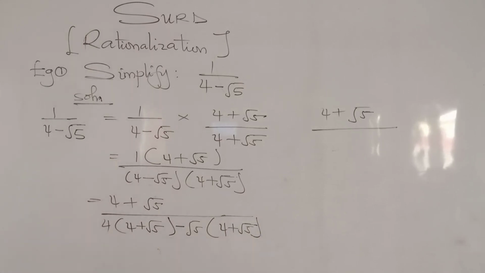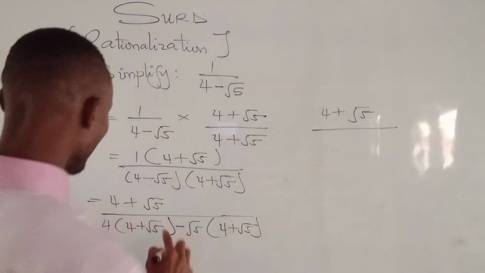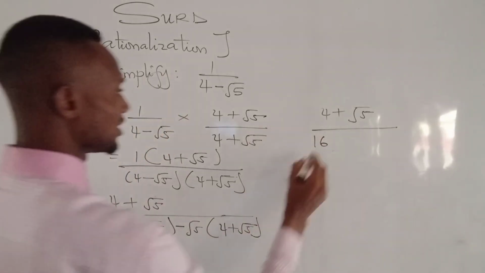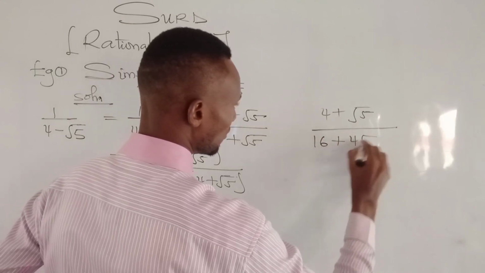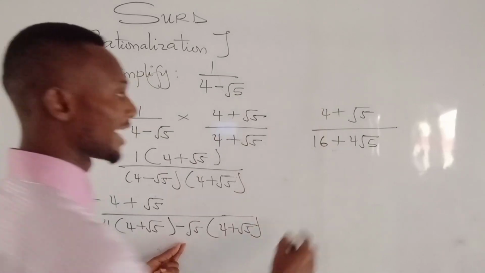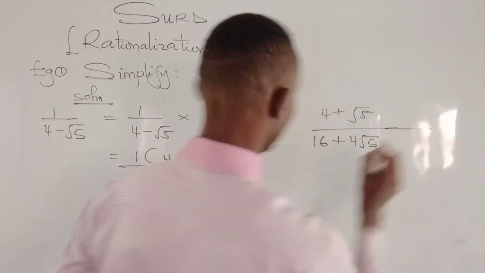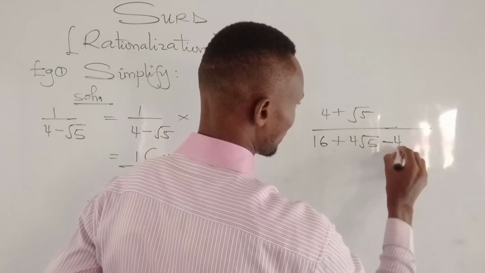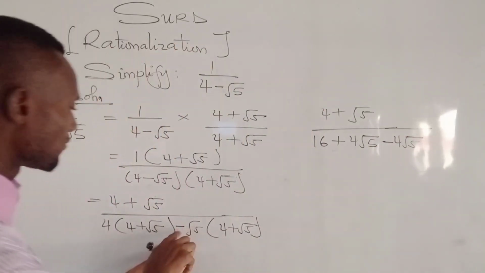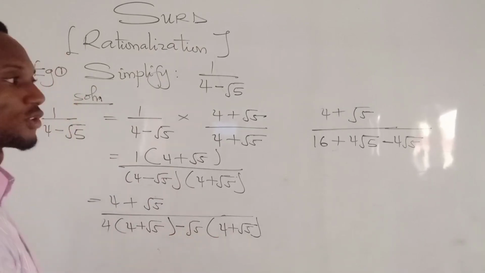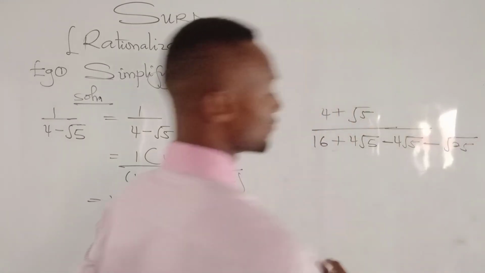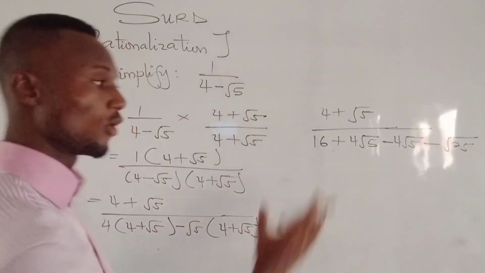So let's go ahead and do it together. 4 times 4 here gives me 16, and 4 times root 5 gives me plus 4 root 5. I hope you agree with me. Then the minus root 5 will also open its bracket. Minus root 5 times 4 gives me minus 4 root 5. And we have minus root 5 times positive root 5. It will give me negative root 25 or negative root 5 all squared. It's the same thing.